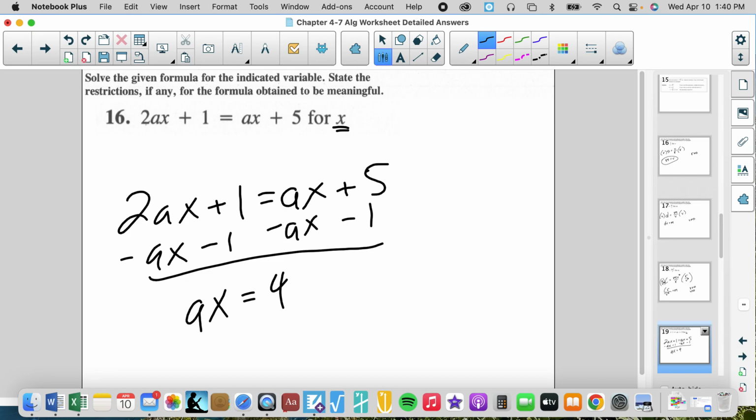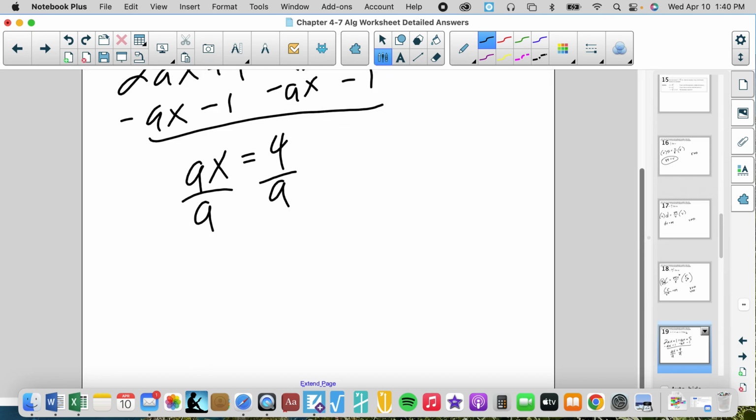Because 2AX minus AX, we are like terms. We're going to combine their coefficients. 2 minus 1 is 1. We would never write 1AX. And then we're solving for X, so we're going to divide by A. And we get X equals 4 over A. And A cannot equal 0.